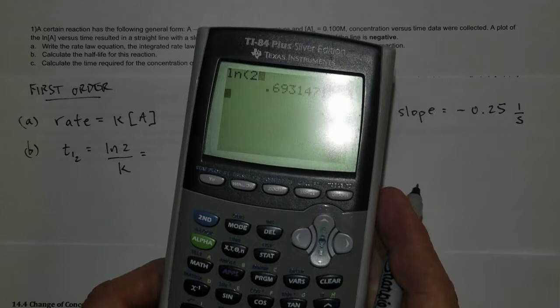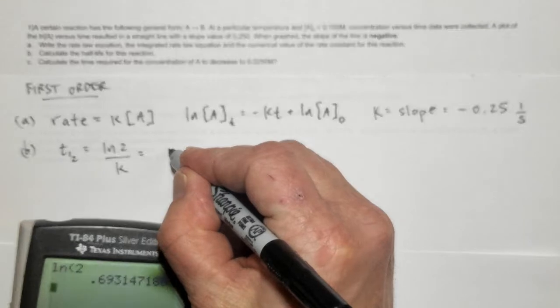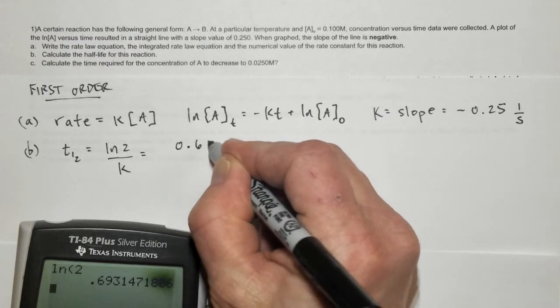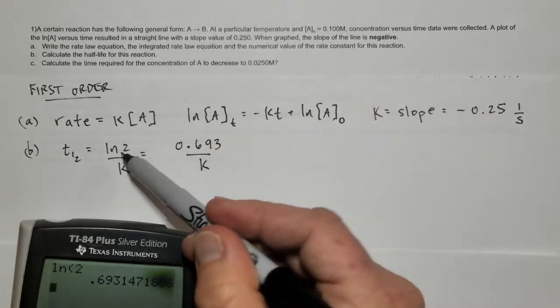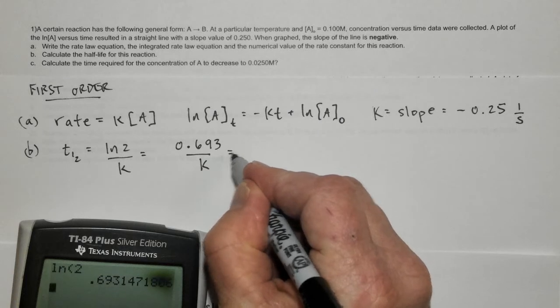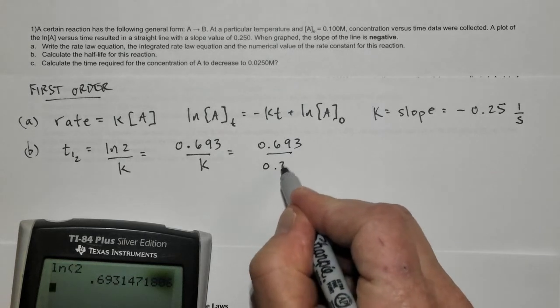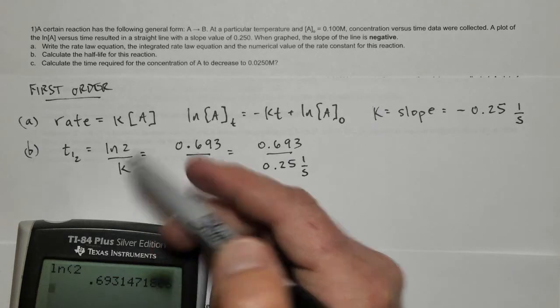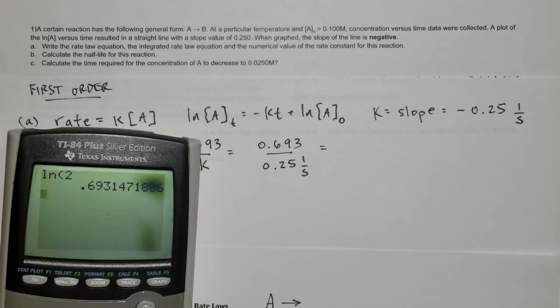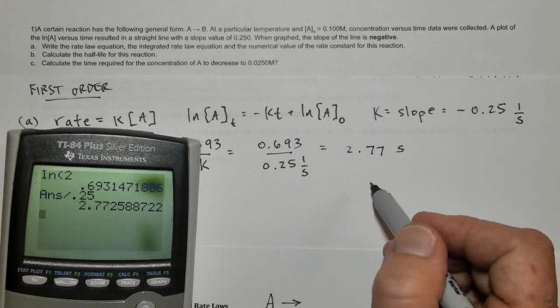And the natural log of 2, hit enter, that's 0.693. Sometimes you'll see this equation not written as the natural log of 2, but as 0.693 divided by k. It's the same equation; that's where it comes from. Then we'll take 0.693 and divide it by the rate constant, 0.25 1 over seconds. We don't put in the negative because you can never have a negative time. So 0.693 divided by 0.25, enter, 1 over seconds, so we end up with 2.77 seconds as our half-life.